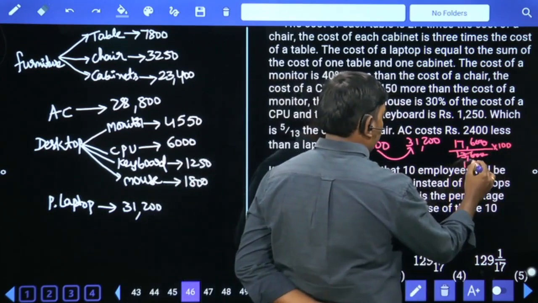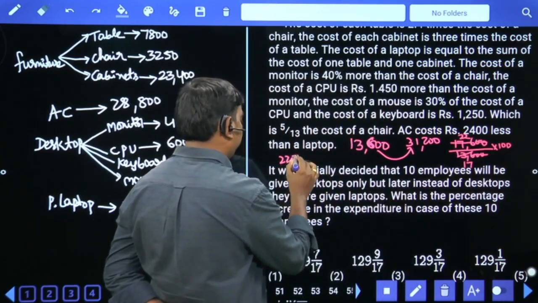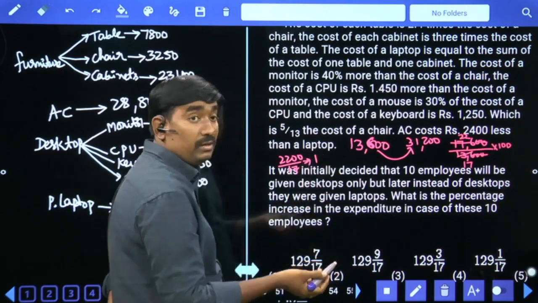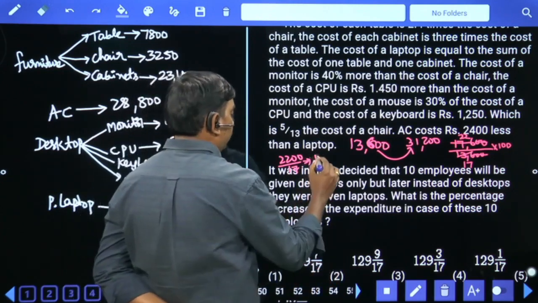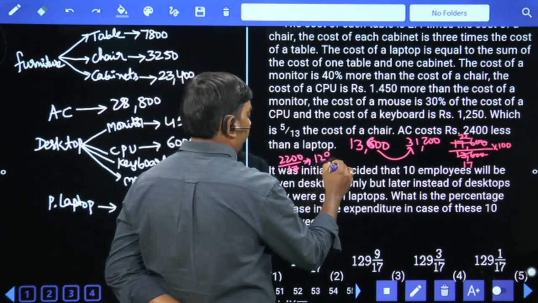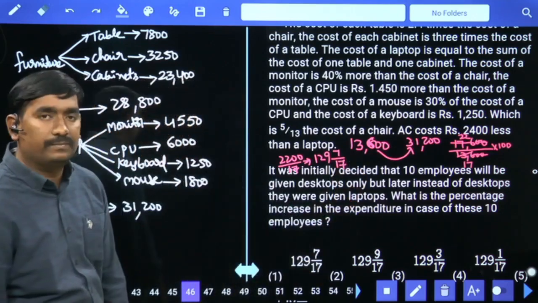8 17s are, 8 22s are 2,200 by 17. 17 ones are 17, remaining 50. 17 twos are 34, remaining 160. 17 9s are 153. So 129, 7 by 17, first option.